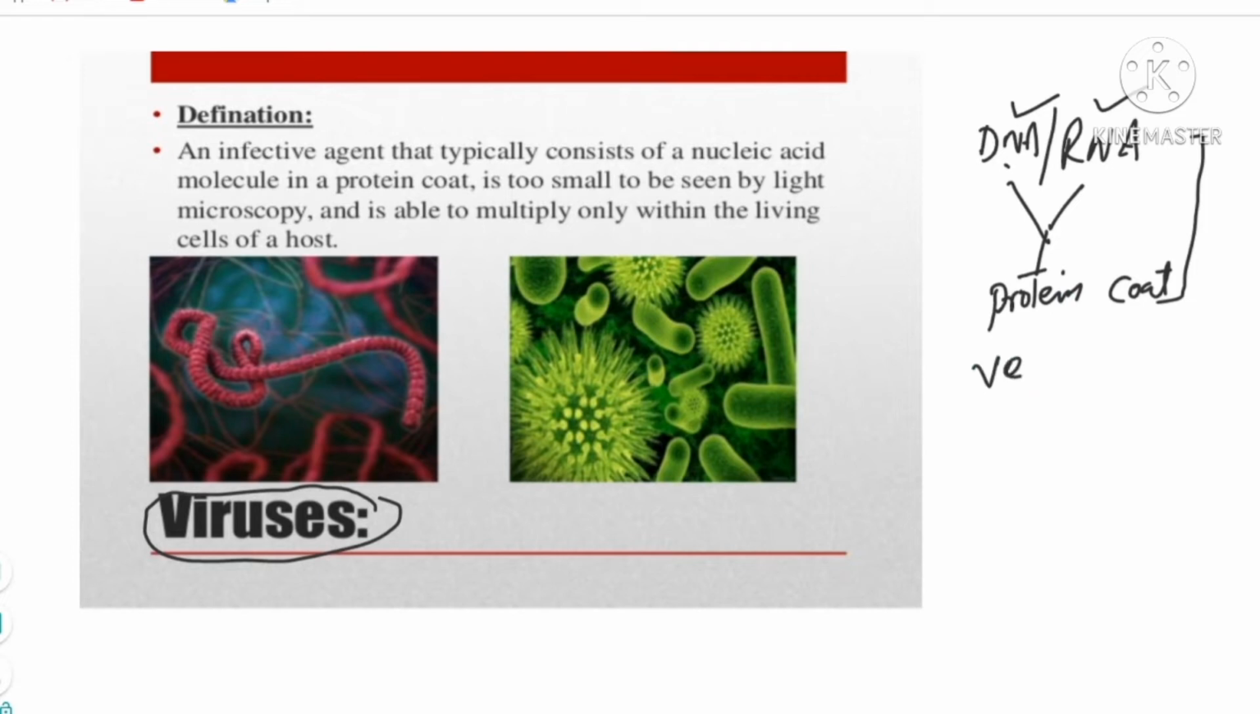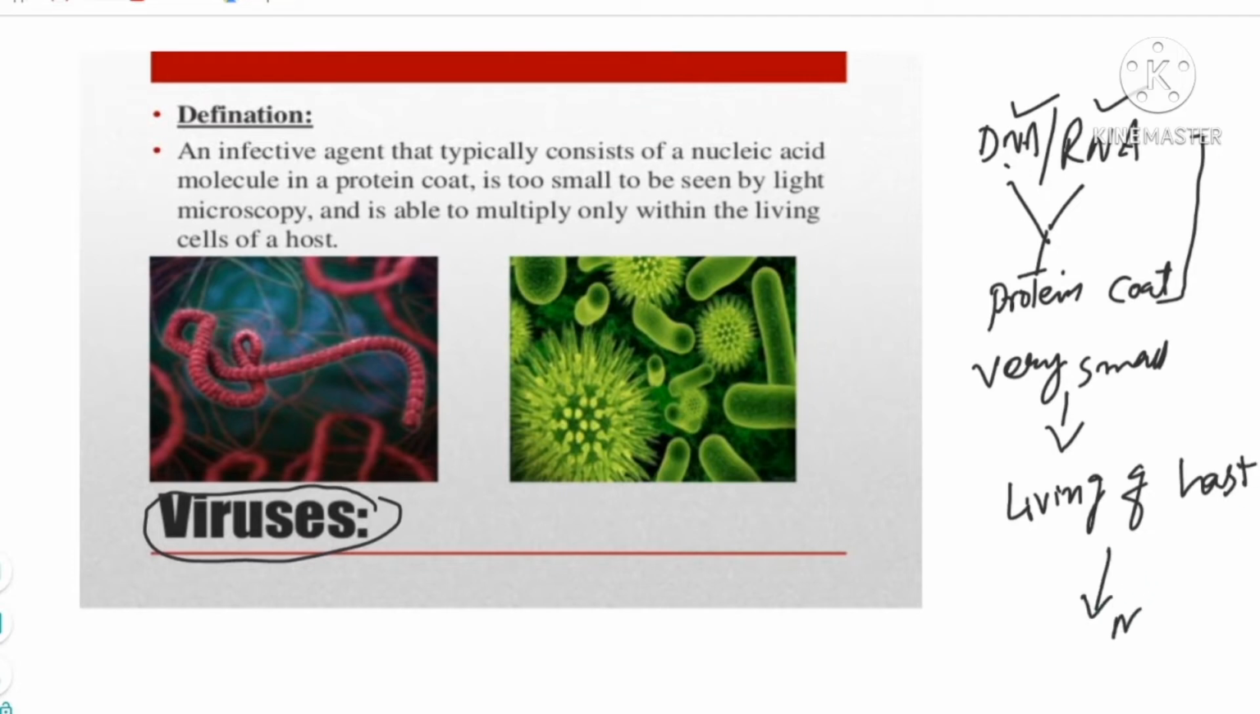It's very small to see by a light microscope. We cannot see it by light microscope. It's very tough because it's very small, and it is also able to multiply only within the living cell of the host. Means when this virus enters the living cell of the host, then it starts to multiply. When viruses invade the living cell of the host, viruses multiply.